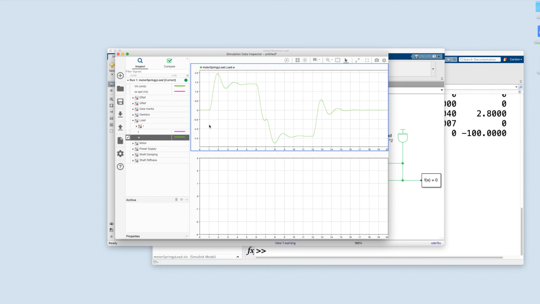This is from the Simscape model, and here's the speed of that load. It's got some wiggles in it because of that compliant shaft. And now I was also logging the state space model speed right here. So let's overlay that. Is that some sweet action or what? So they line up quite nicely.